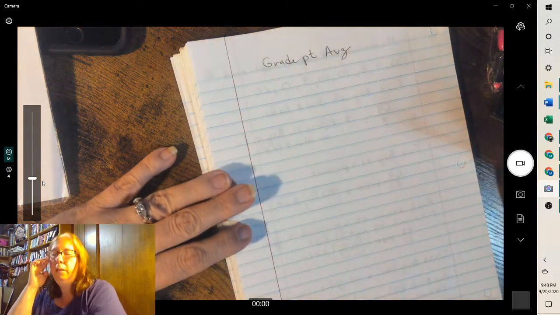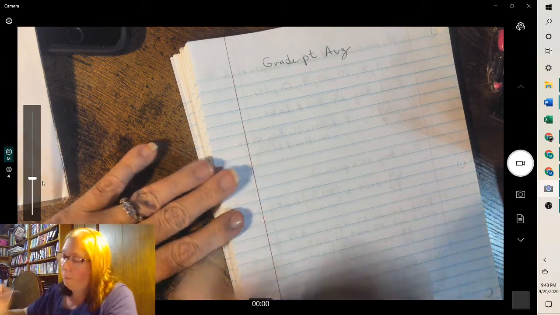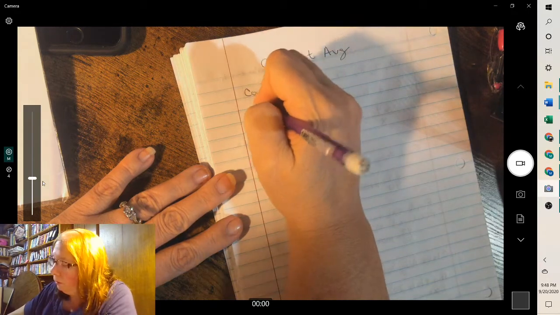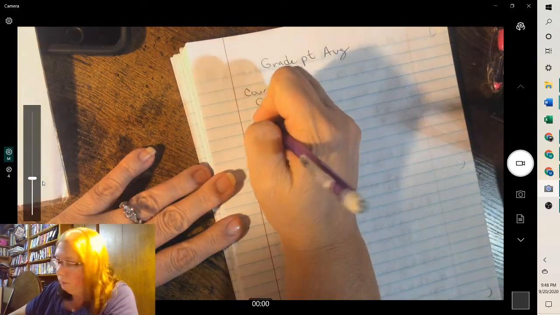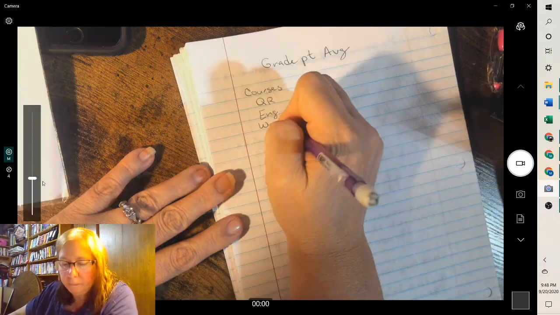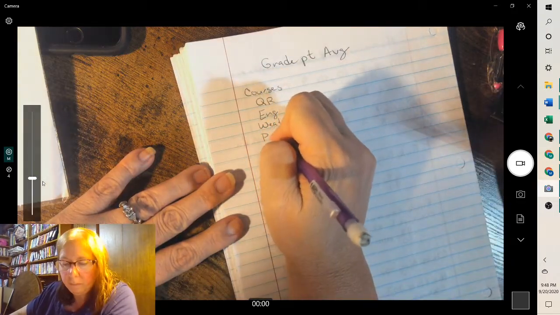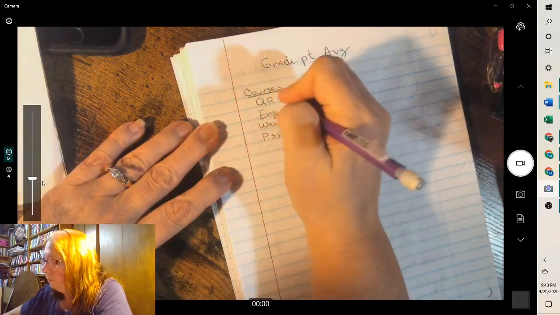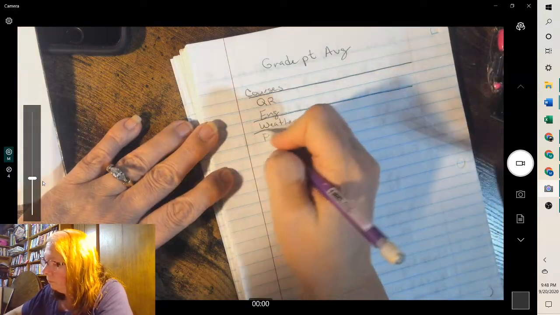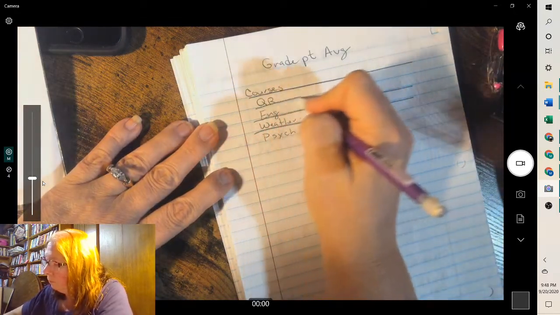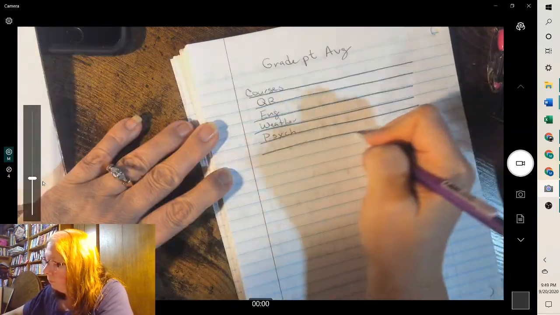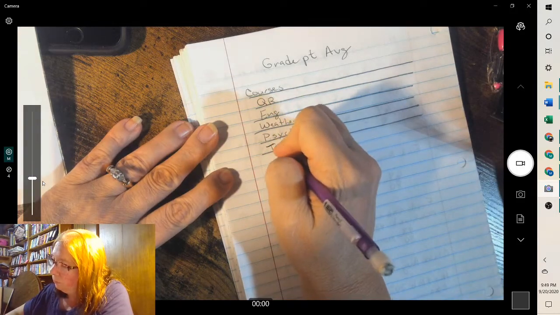Another thing we look at in this section is grade point averages. So we have courses, say QR, English, weather, and psych. Then we need a row to total.